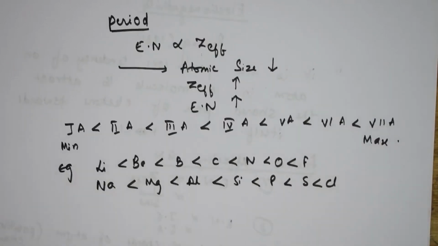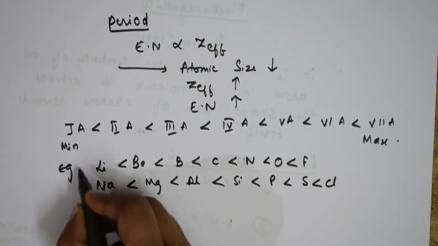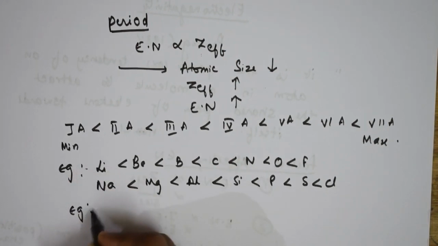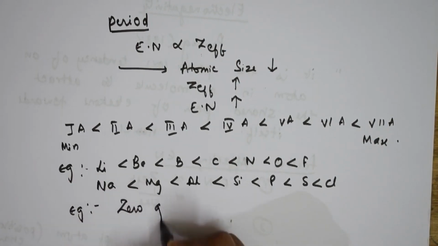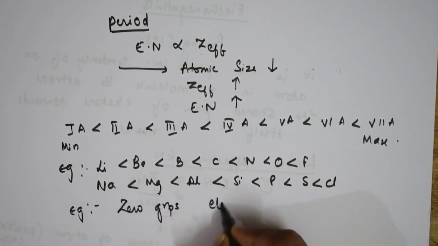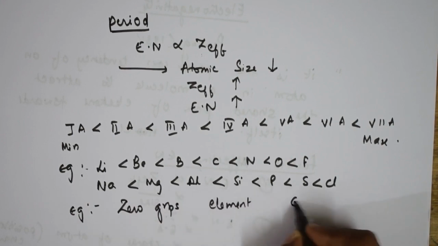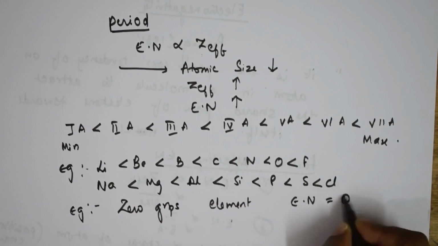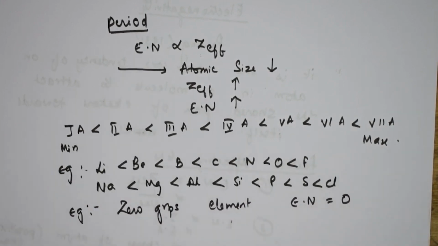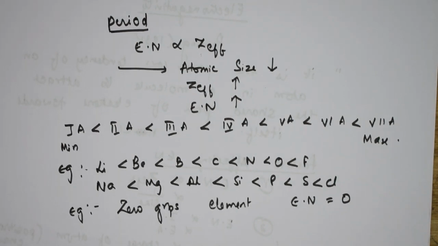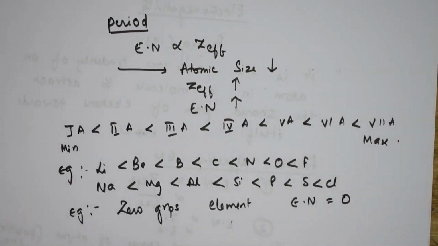So what will happen to the zero group elements? Let us take this as the next example. For zero group elements, the electronegativity value is zero, since they have a stable configuration, isn't it? And they have no tendency to attract electrons. They don't require an electron. The electronegativity value will remain zero for noble gas elements.